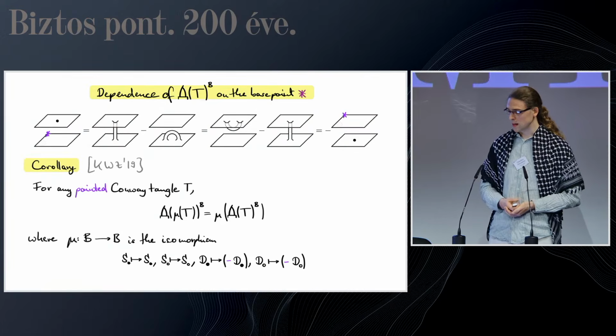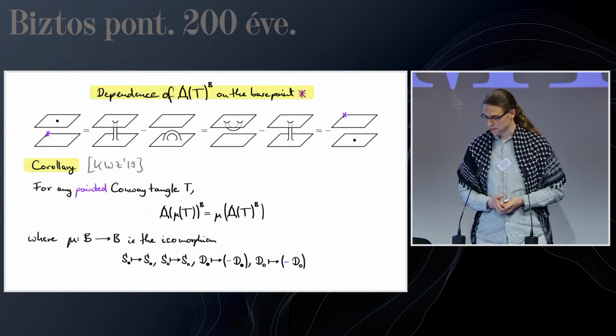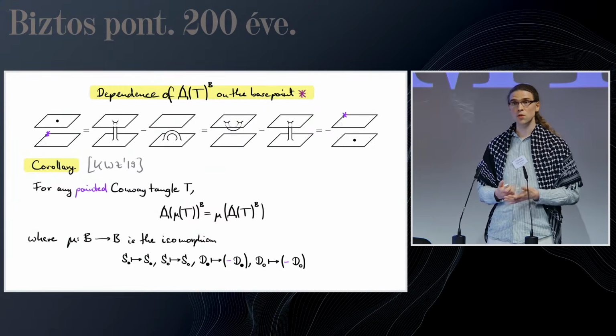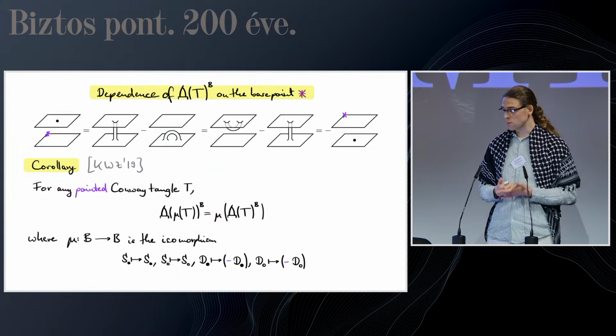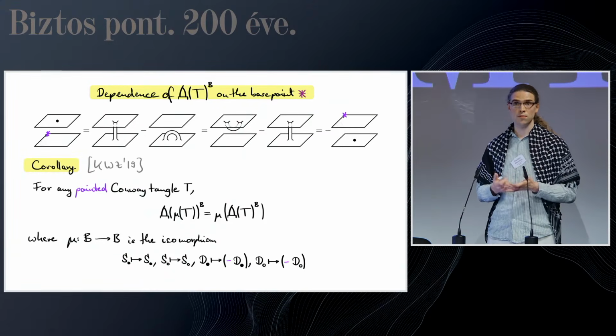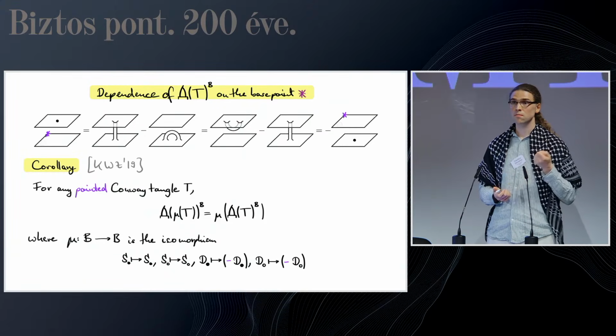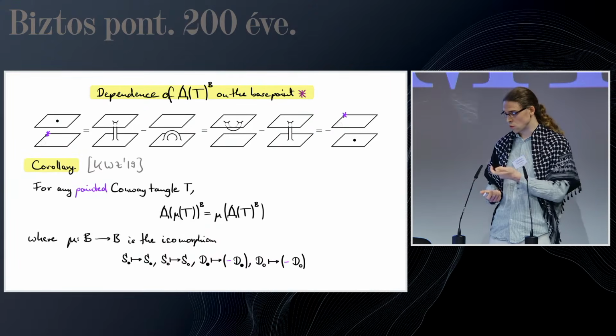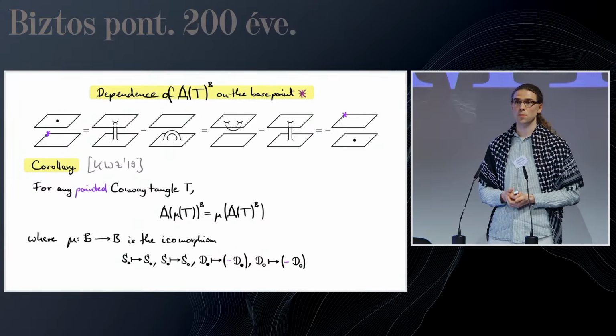So we now have this corollary from this observation: for any pointed Conway tangle, we can look at the invariant of its mutant, and we can compute it from the invariant of the original tangle by simply adding minus signs to all the dot cobordisms, i.e. to all the Ds in our Bar-Natan algebra.